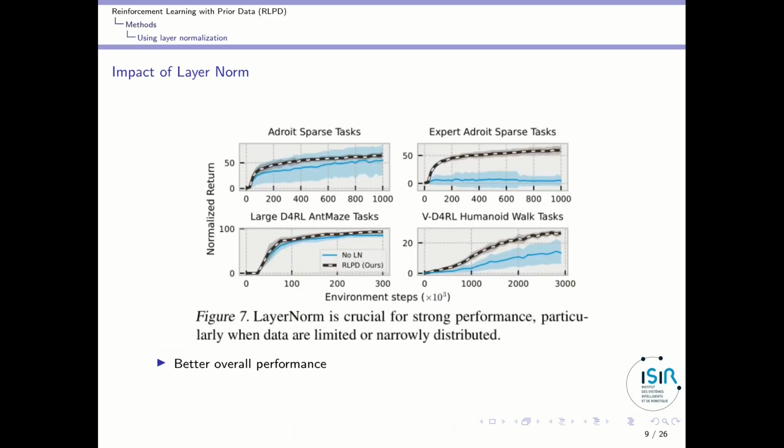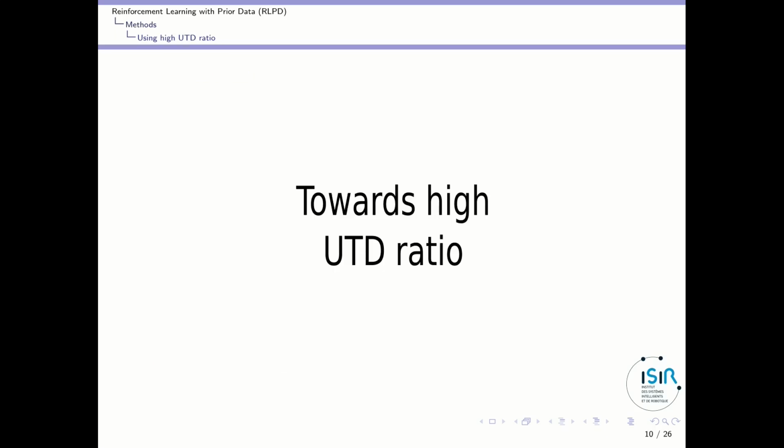And now if we have a look at performance using layer norm, you can see that in some environments using layer norm is not crucial, but in others using layer norm provides a much better performance. The third mechanism consists in using high update to data ratio. So what's this and how does it work?